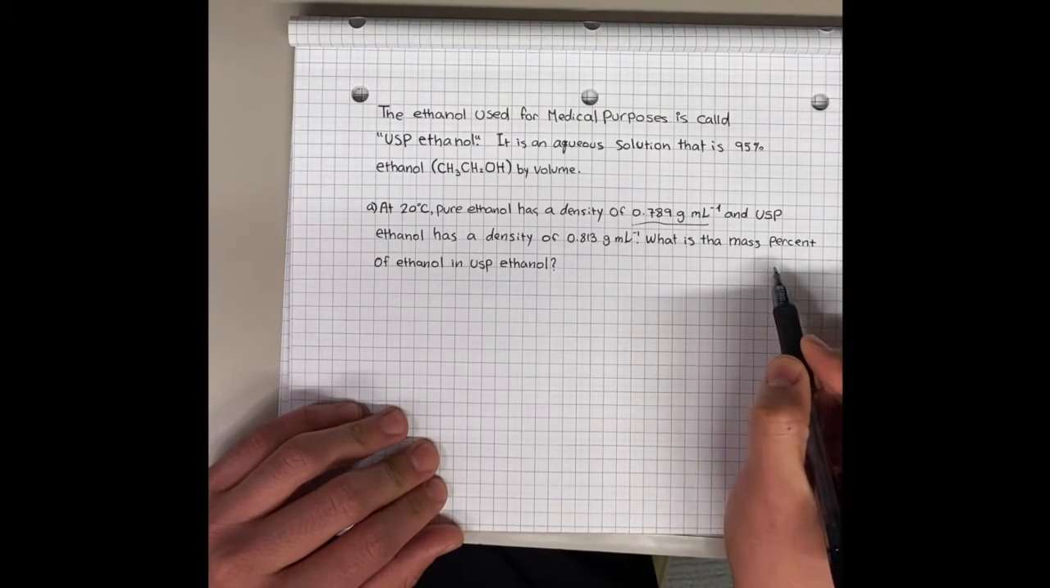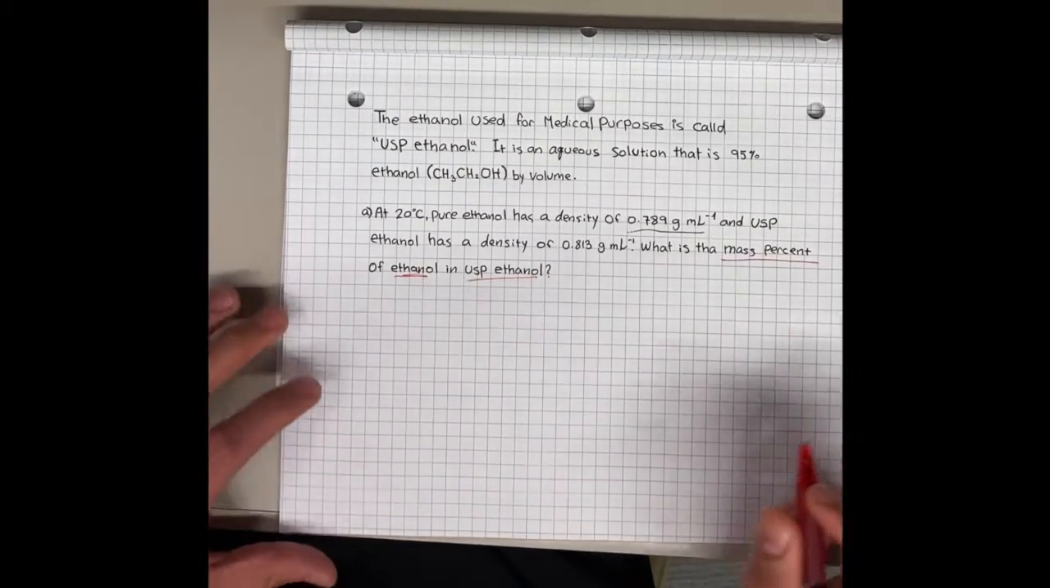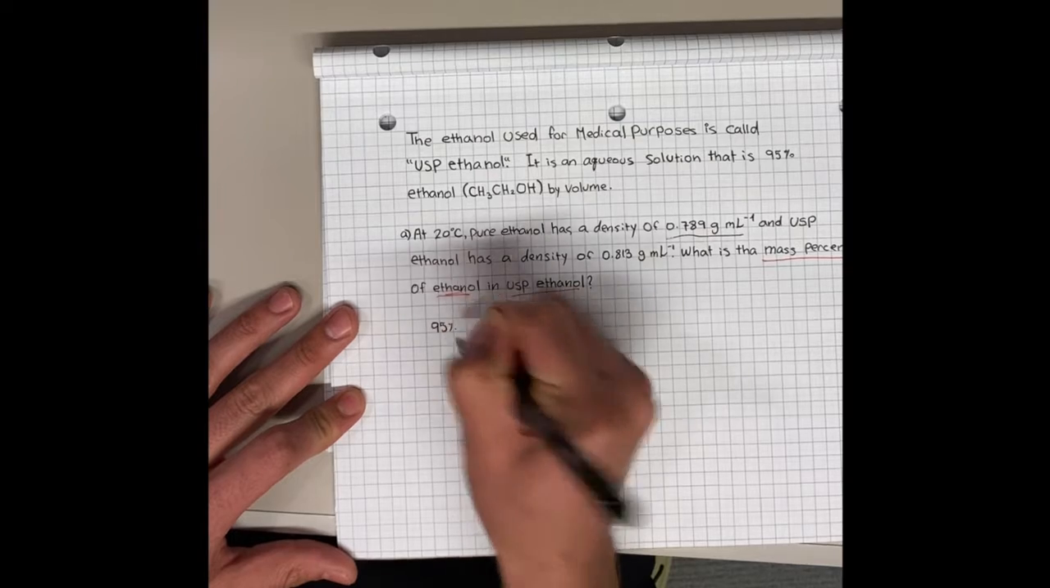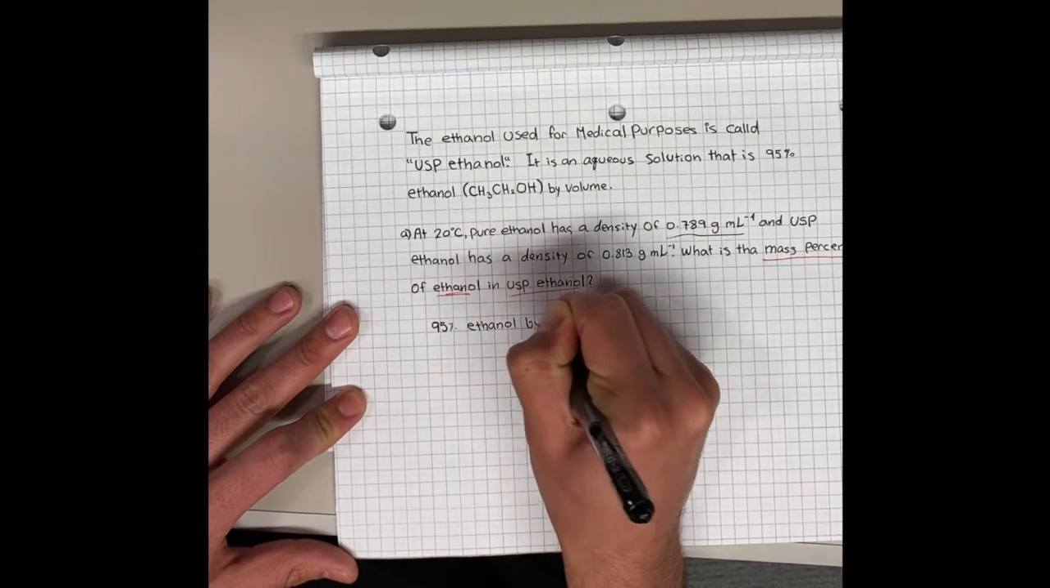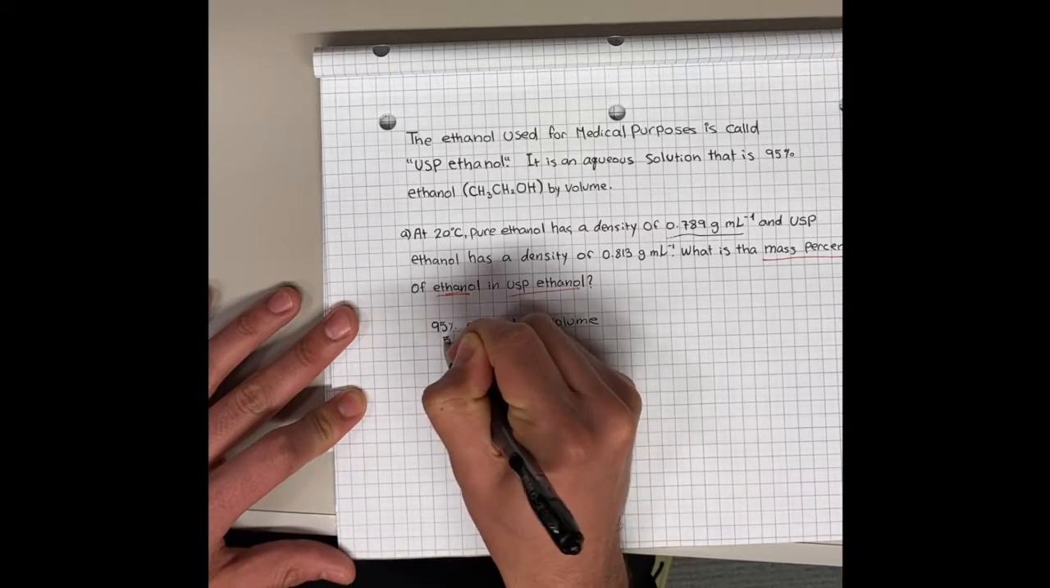What is the mass percent of ethanol in USP ethanol? Now remember, USP ethanol is a solution that contains 95% ethanol by volume and 5% water.